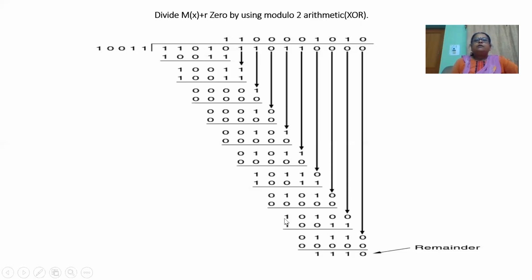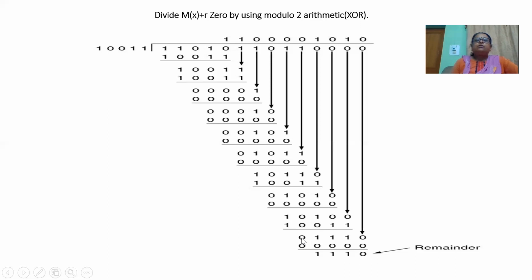First bit is 1, so we divide it by 1 times. We multiply generator by 1 and get this. Either input is 1, it is 1. Either input is 1, it is 1. Either input is 1, output will be 1. Both inputs are 0, output will be 0.